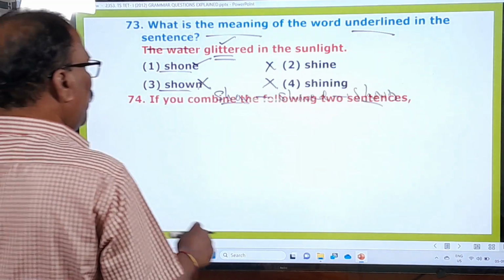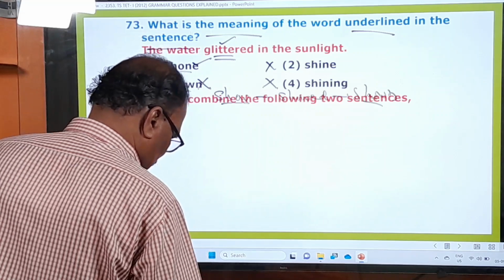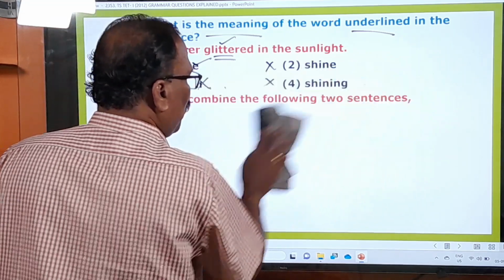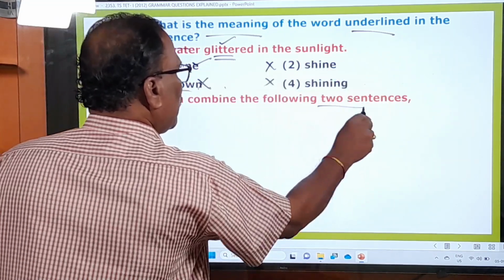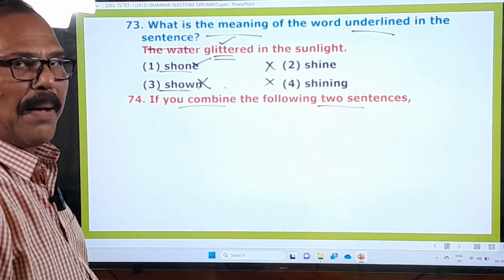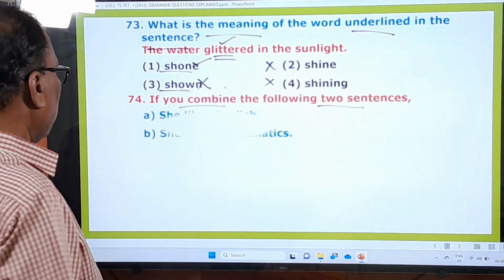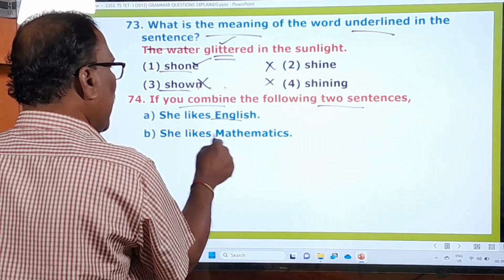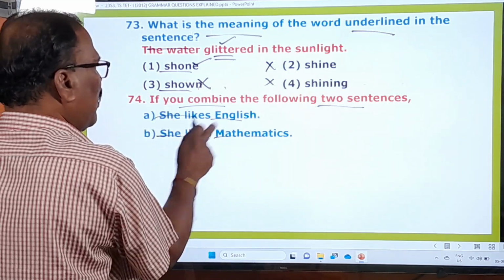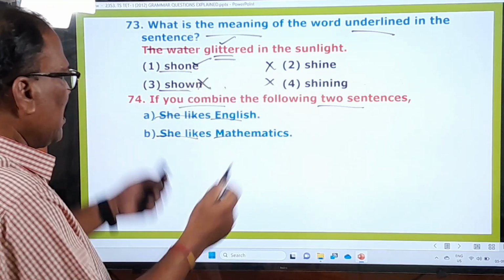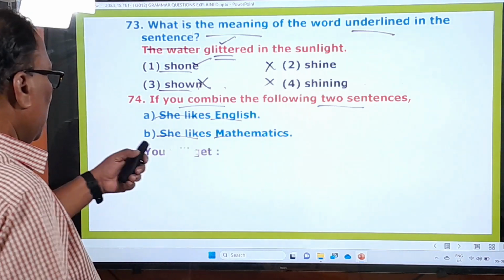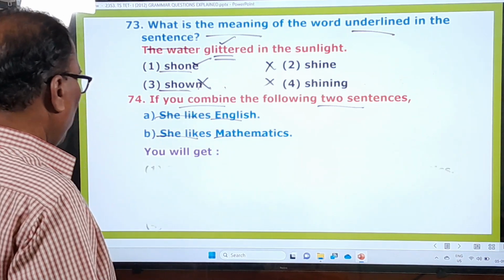What is that? If you combine the following two sentences, again he has given you two sentences. You are asked to combine them. What are the two sentences? Let us see. She likes English. She likes mathematics. The common thing is "She likes"; English and mathematics are there. Now let us combine them. How to combine them? Let us see the options he has given.